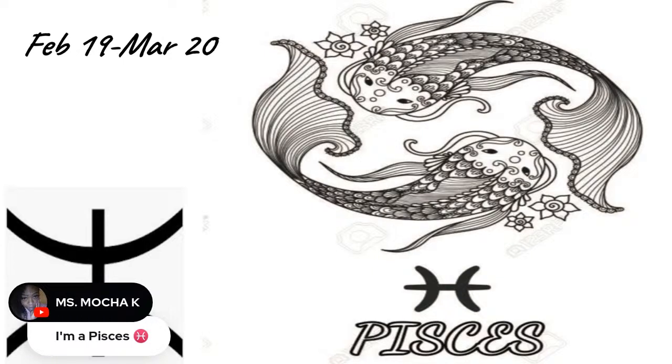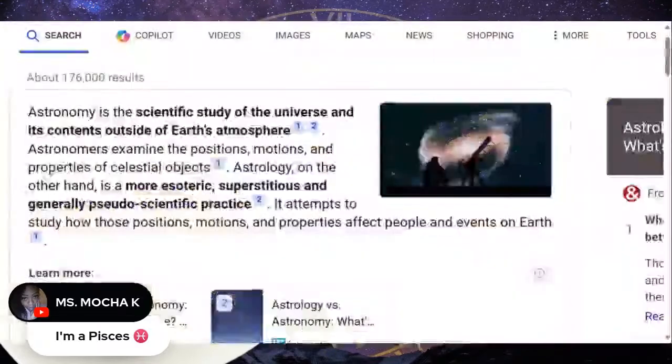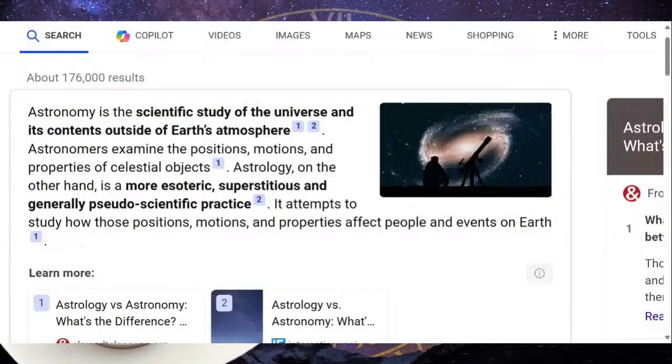And for the most part, this is the introduction. A sip of astrology. Because yes, there's a difference between astrology and astronomy. And those are my closing words.